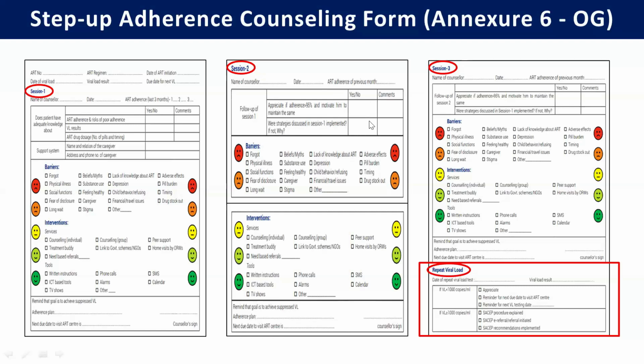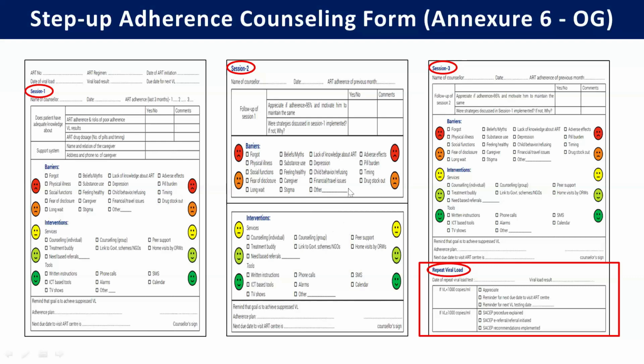Whatever suggestion or intervention was made, was it implemented by the patient? If it was not implemented, then again find out the reason why, what the barrier is, why the adherence is still not there, and what the intervention is. Many times in the SACEP referral, they just write that the adherence is poor, we are doing repeated counseling. But repeated counseling should lead to proper adherence. That is why these barriers have to be addressed.